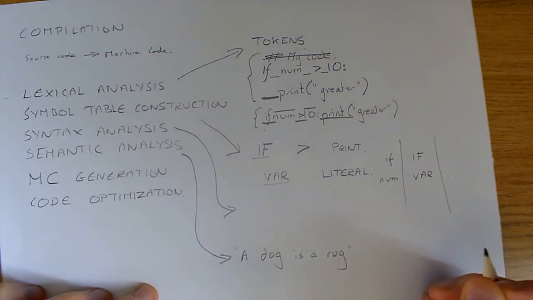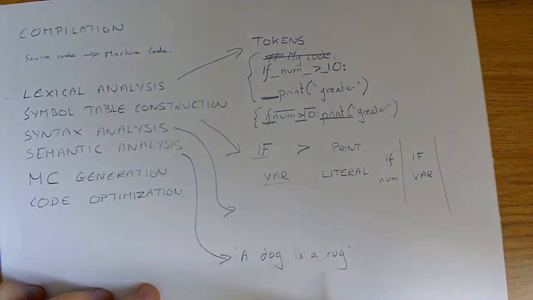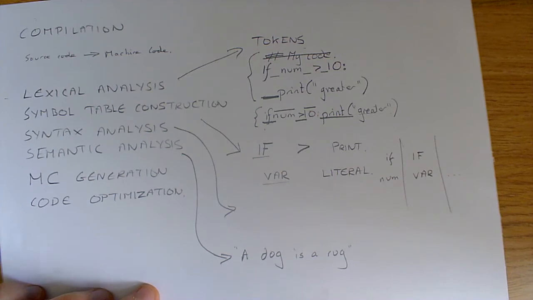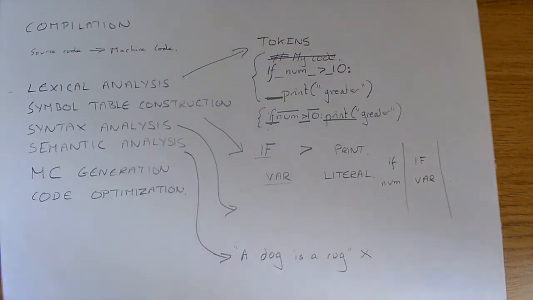makes grammatical sense. You know, it makes complete sense. However, it does not make semantic sense. We know that a dog is not a rug. In the same way, the semantic analyzer takes what you've written and checks to make sure it makes logical sense. Okay, so very similar to a dog and a rug.